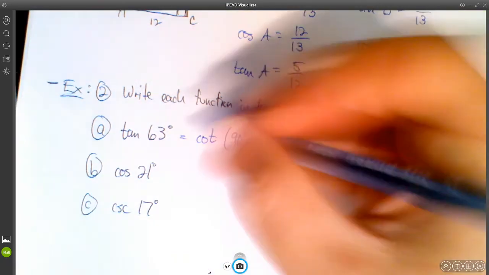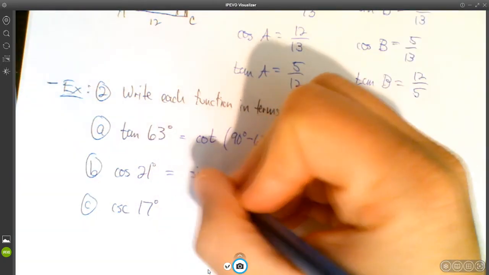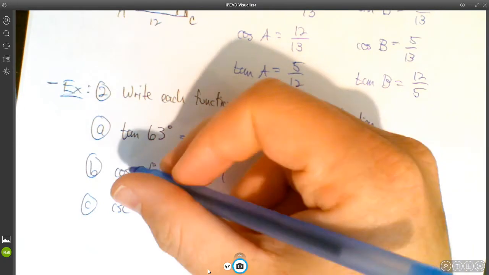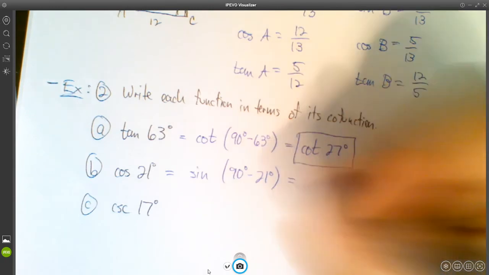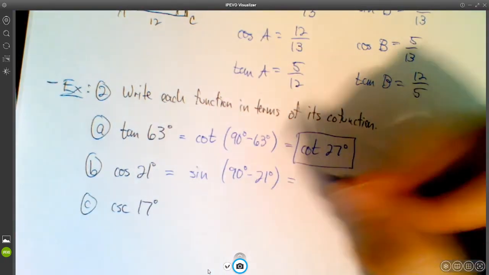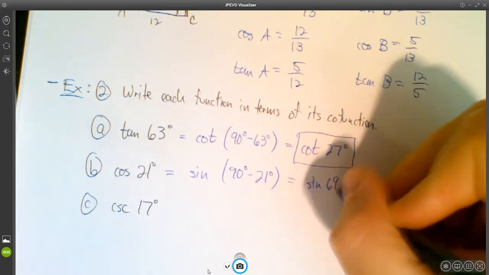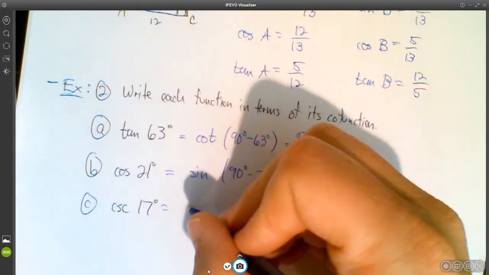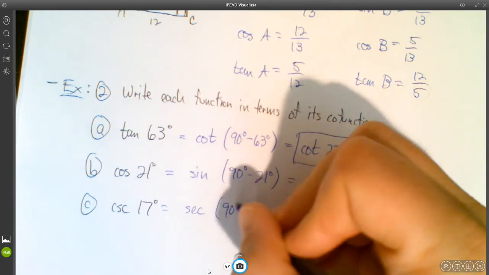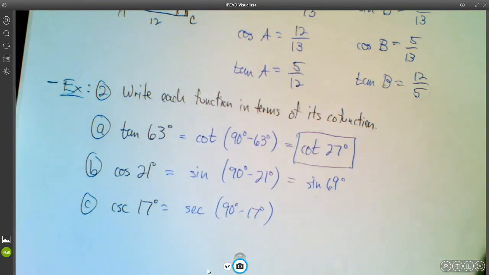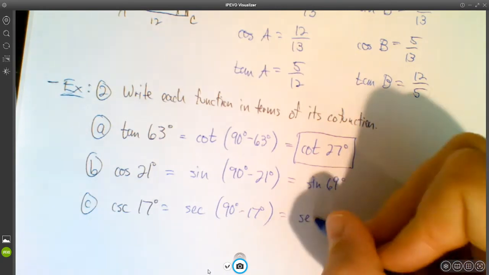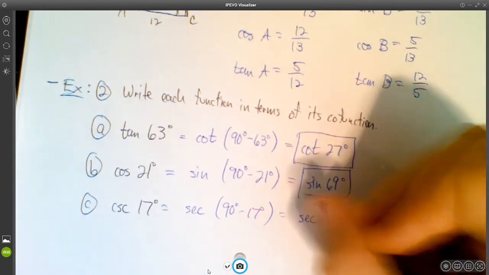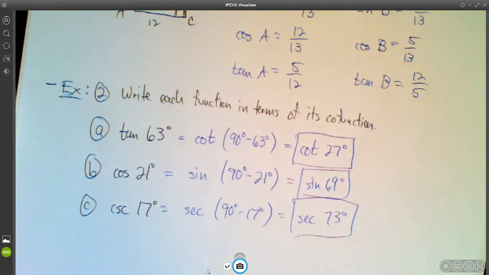Okay, so let's see. Cosine 21 degrees, that should be sine, right? The cofunction for cosine is sine. So this should be sine of 90 minus 21. So what is that? 69, I think? So this is sine of 69 degrees. Cosecant 17 should be secant of 90 minus 17. And that's 73. So this is secant 73 degrees. Okay, so that's how cofunctions work.